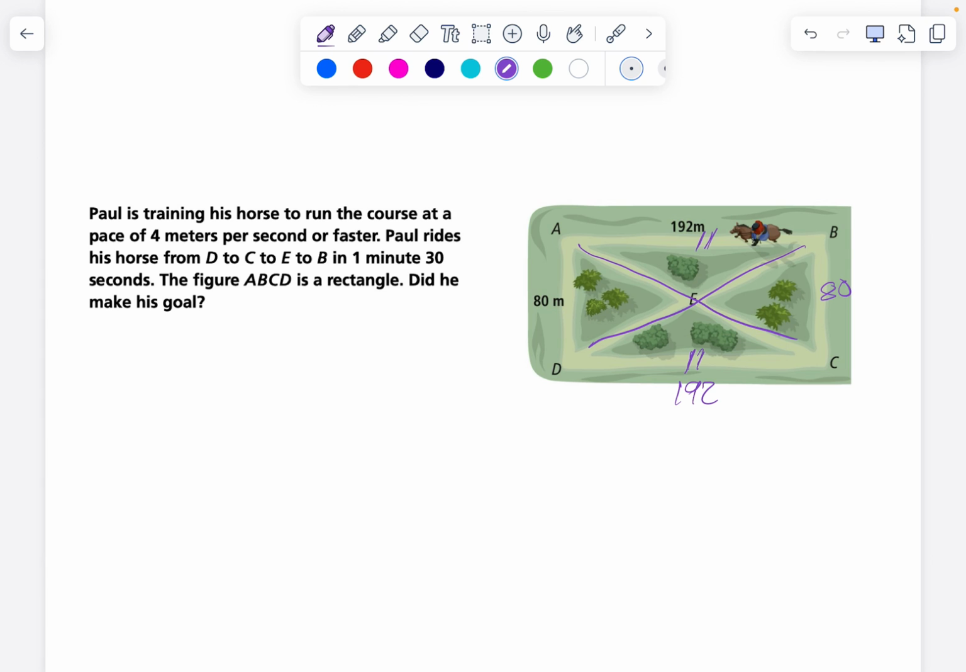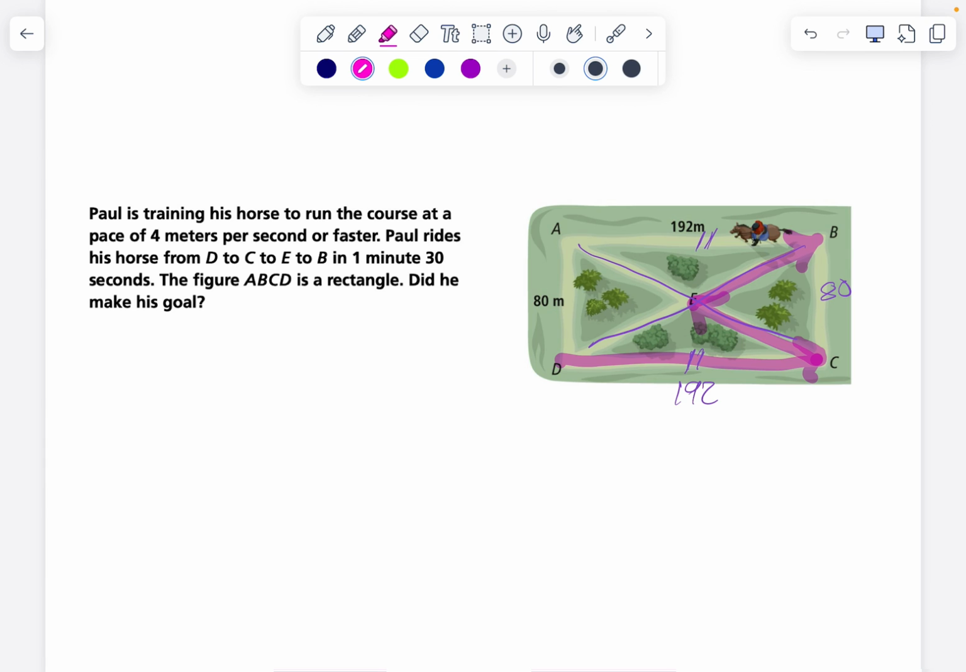This person is going D to C to B. I skipped E. D to C, let me highlight our path. D to C to E to B. And it took 1.5 minutes.